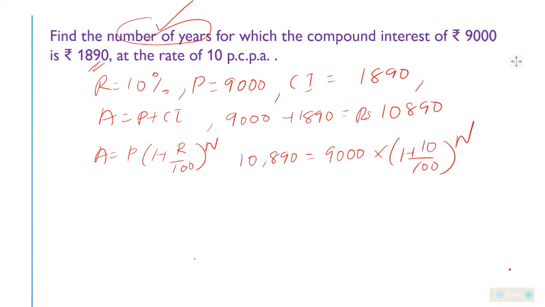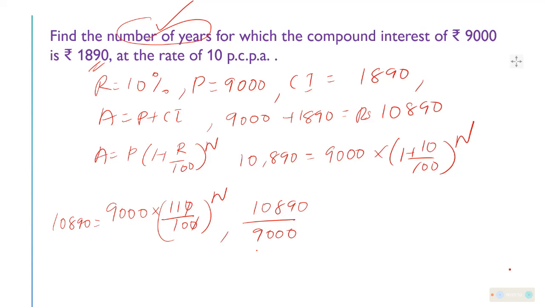Understood? So this will become 9000. Because of the screen, I am writing like this in spread form, not writing vertically. 110 upon 100. Whole to the power of n. This can be written as 11 upon 10. Correct this part. Alright. This is equivalent to 10,890. Or it can be written as 10,890 upon 9,000 is equal to 11 upon 10 whole to the power of n.